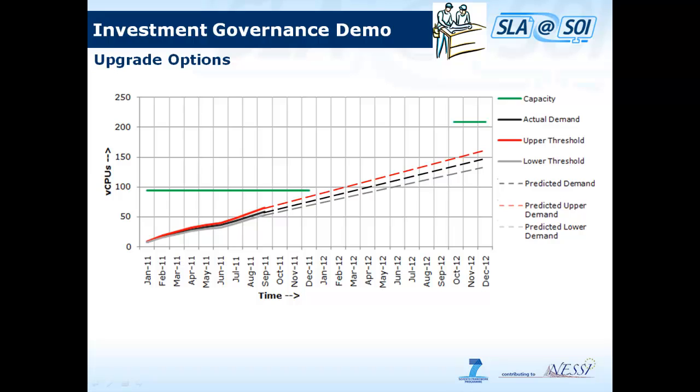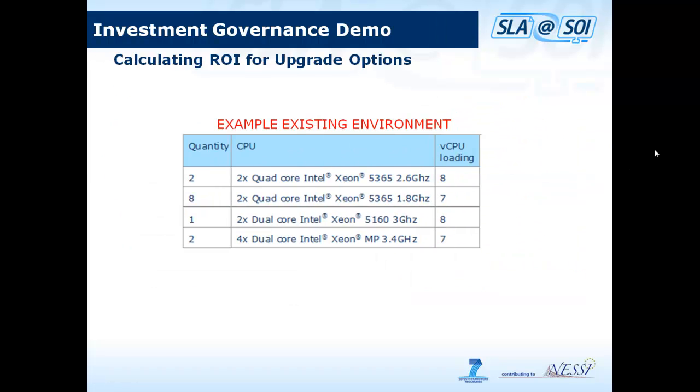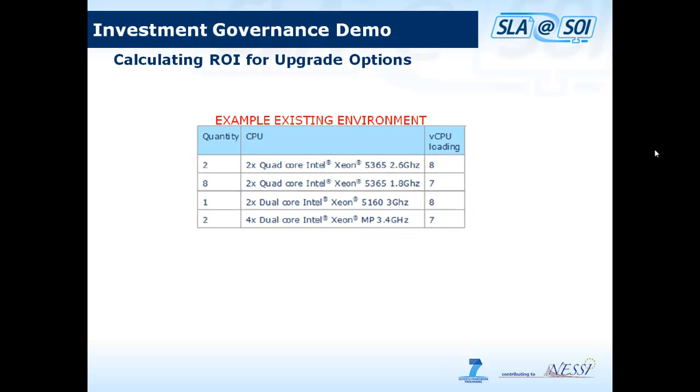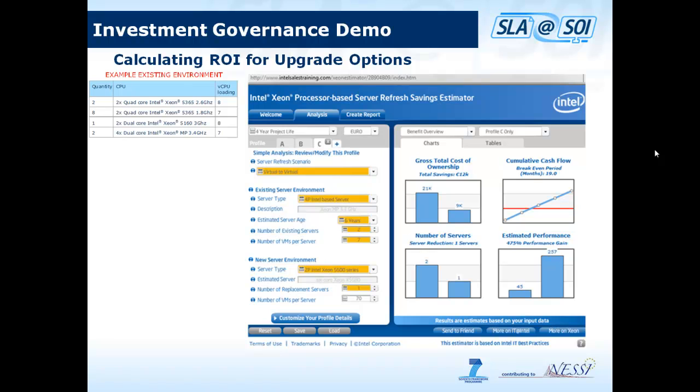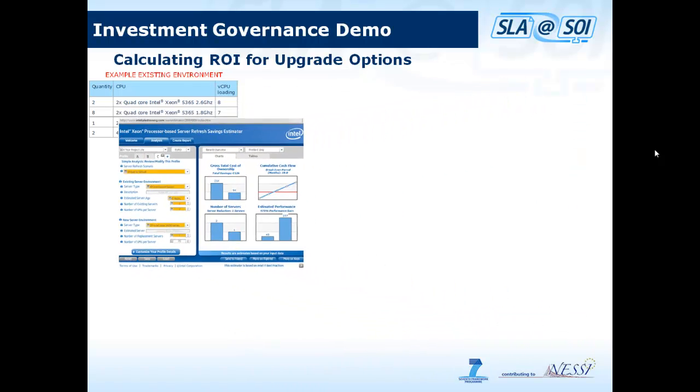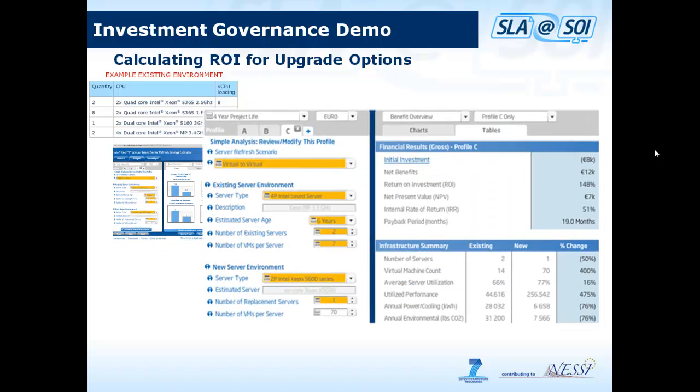Okay, so how does this help us? So we've got some various upgrade options where we can upgrade in a phased way or in an all-in-one. So let's take a look at those in a bit more detail and how we calculate the ROIs for each upgrade option. So as we've previously seen, some of the various upgrade options include doing it all in one go or doing it in a phased approach. So we've got the Intel Xeon calculator, which helps us compare what those different approaches would cost us.